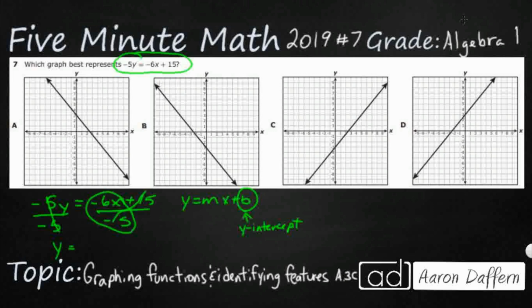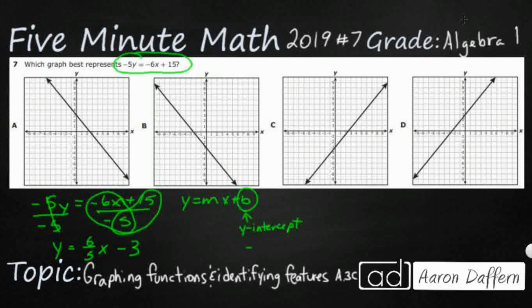So it's going to be negative 6x over negative 5. Two negatives make a positive, so it's going to be 6/5 x. We don't need to simplify that anymore. That's fine just the way it is. And then it's going to be a minus because, look, I've got a positive 15 over negative 5, so that's going to be negative 3. All right, so now we're in slope-intercept form. So now my y-intercept is going to be negative 3.